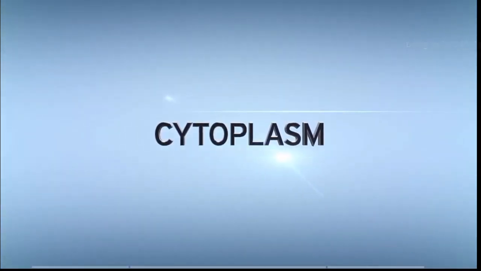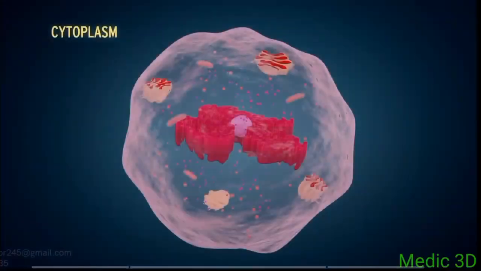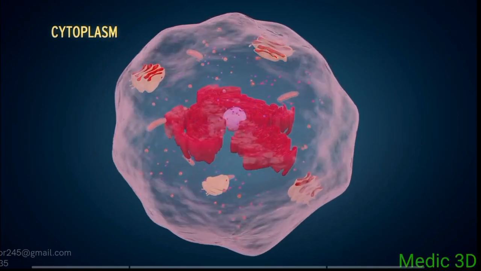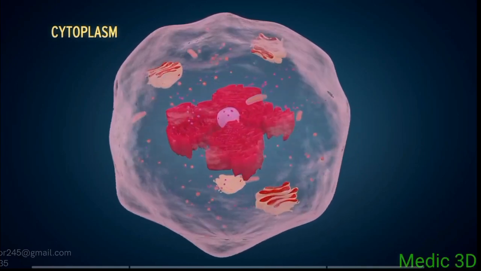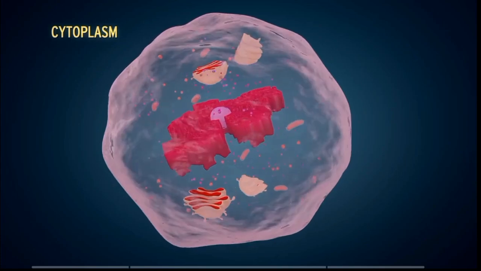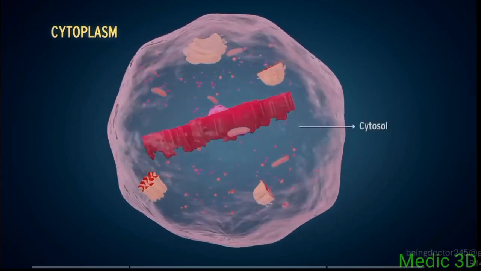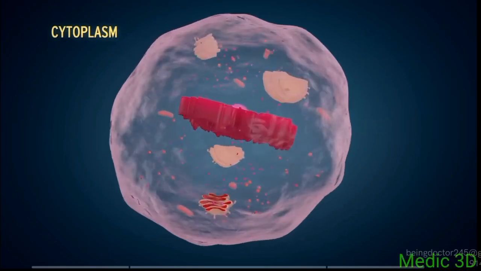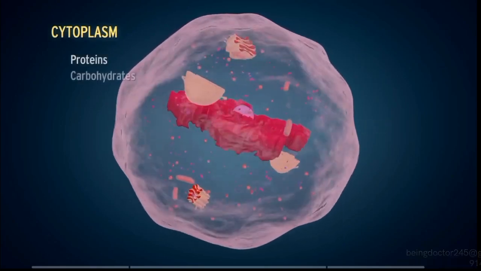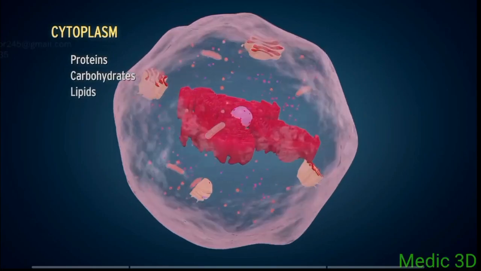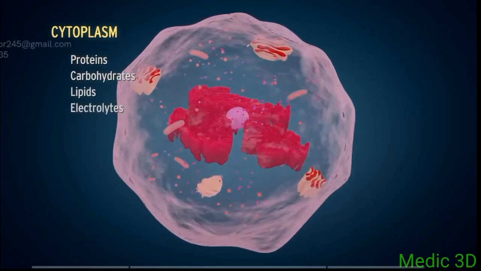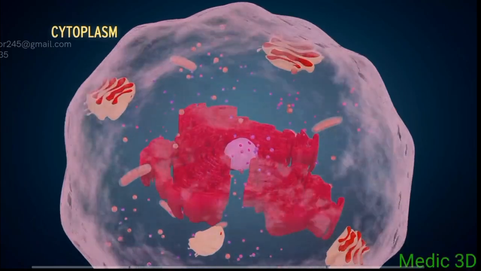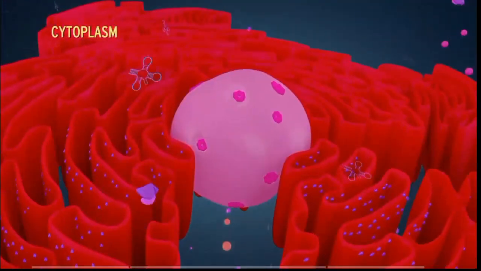Cytoplasm. The cytoplasm of the cell is the jelly-like material formed by 80% of water. It contains a clear liquid portion called cytosol and various particles of different shape and size. These particles are proteins, carbohydrates, lipids, or electrolytes in nature. Cytoplasm also contains many organelles with distinct structure and function.